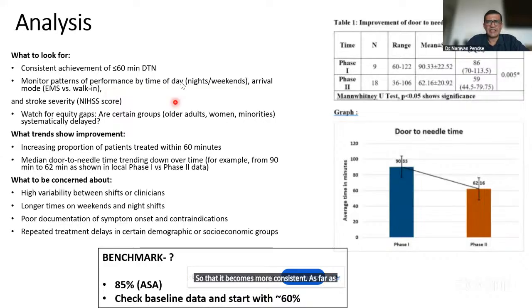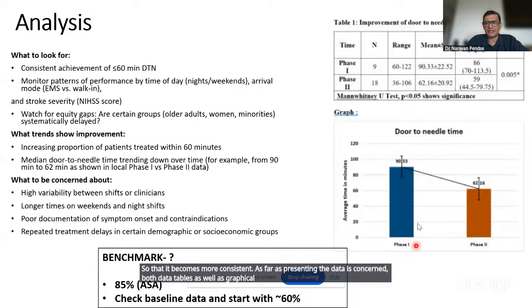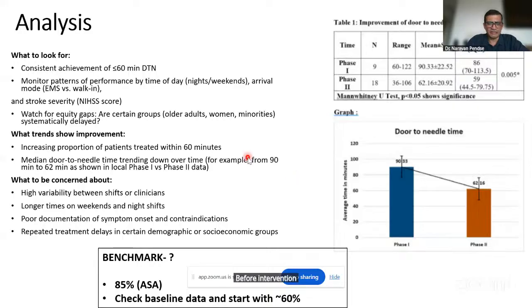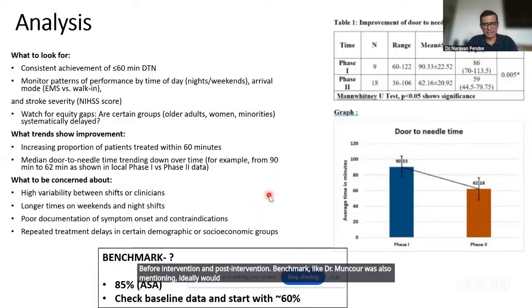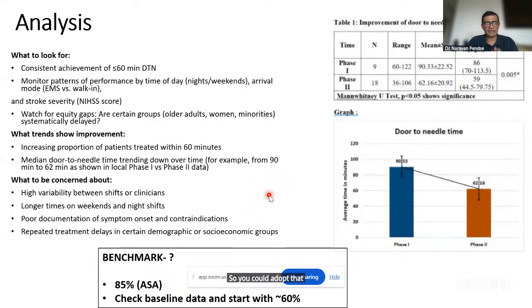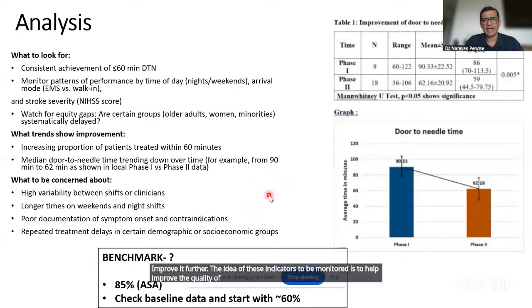As far as presenting the data is concerned, both data tables as well as graphical representation, this is a simple door to needle time being calculated before intervention and post intervention. Benchmark, like Dr. Munkur was also mentioning, ideally would be 100%, but it may not be practically possible to reach 100%. So even ASA has defined 85% for their hospitals. So you could adopt that. You could start with maybe say around 60% and then gradually improve it further. The idea of these indicators to be monitored is to help improve the quality of care and become more and more patient centric.